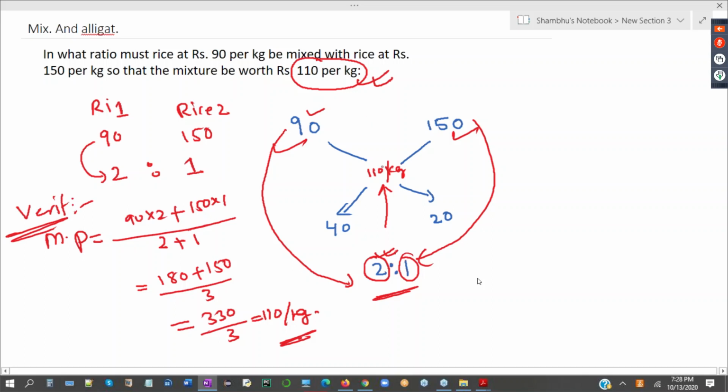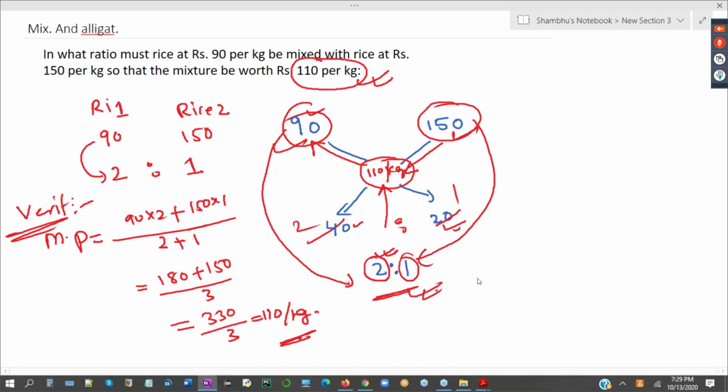How 2:1? Okay, Bhavna. 90 is given in the question, 150 is given, 110 is given. So 150 minus 110, 40. 110 minus 90, this is the pattern which you have to follow. 110 minus 90 is 20. So 40 is to 20. 2 is to 40, 1 is to 20. So 2:1. In this manner, it came 2:1.